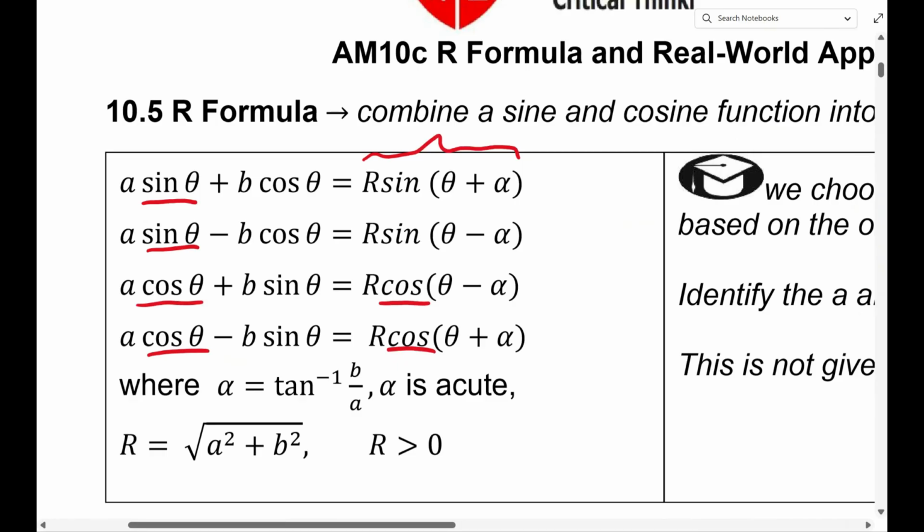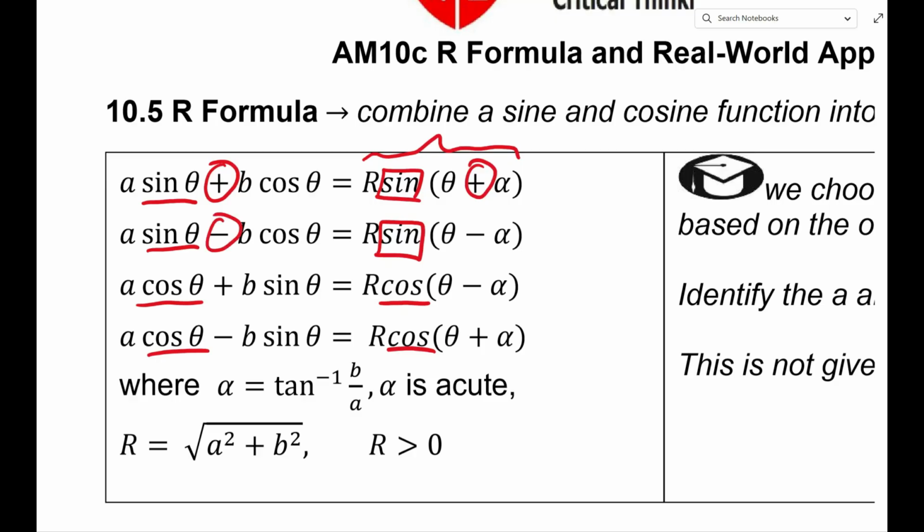For the formula with the sine function in it, we will be following the plus sign and minus sign. So if on the left side it is a plus sign, then our chosen formula will also have a plus sign. But if it's a minus sign, then our chosen formula will have the minus sign. And for cosine, it is the opposite. So if it's a plus sign, then it's a minus sign in our chosen formula. If it's a minus sign, then it's a plus sign in our chosen formula.